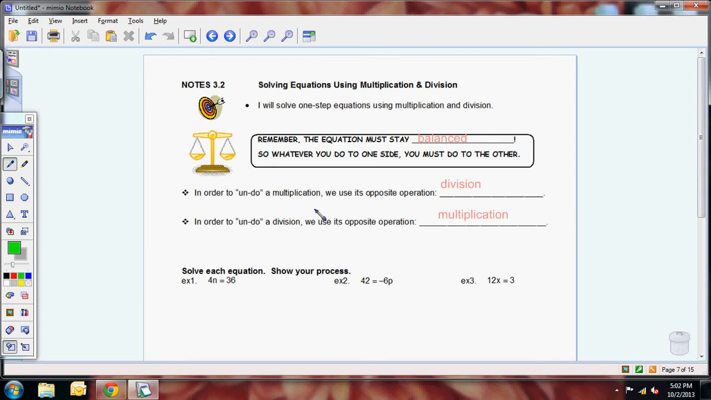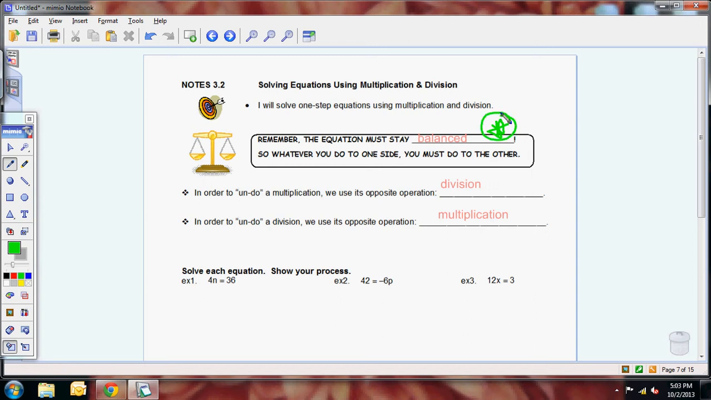Okay, section 3.2 is going to be a lot like what we did yesterday, but this time we're going to solve equations and they're all going to have multiplication and division in them. If you remember from yesterday, it's all about keeping your sides organized and doing the opposite operation to get the variable by itself. The most important thing is keeping your equation balanced. Remember, whatever you do on one side, you have to do to the other. So go ahead and put a little star by that.